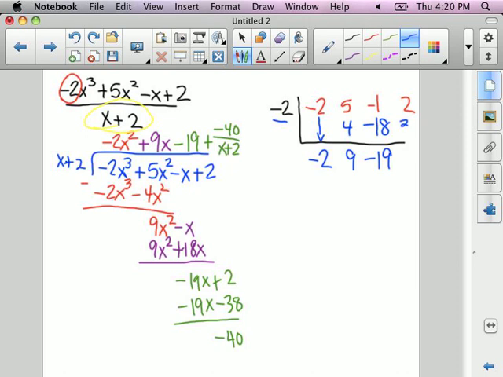And in this one, I do have a remainder. Once you get your answers here, you need to analyze what happens. Farthest right number is your remainder. We have a remainder of 40 on this one. This is my constant term. This is my x term. This is my x squared term. And if I had another one, it'd be x to the third, and so on. So my answer is going to be -2x squared plus 9x minus 19.